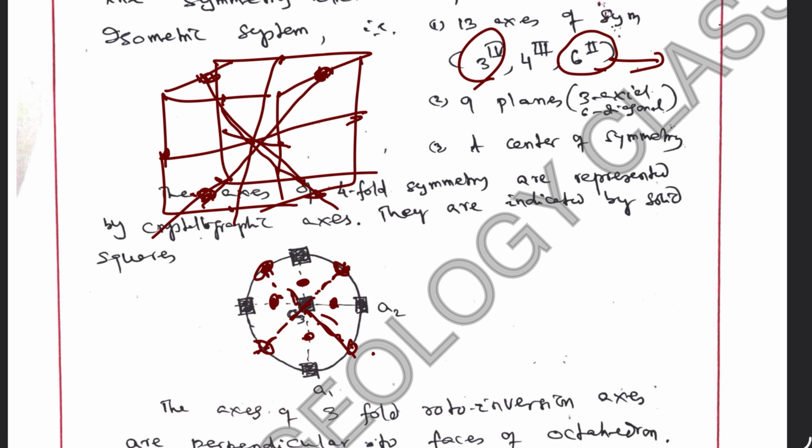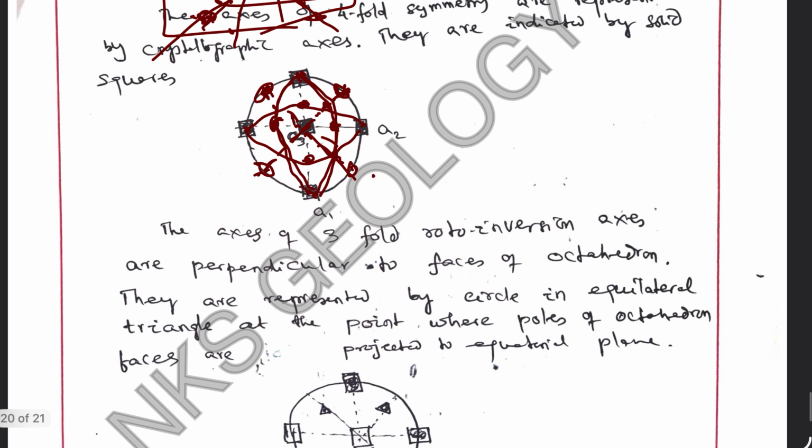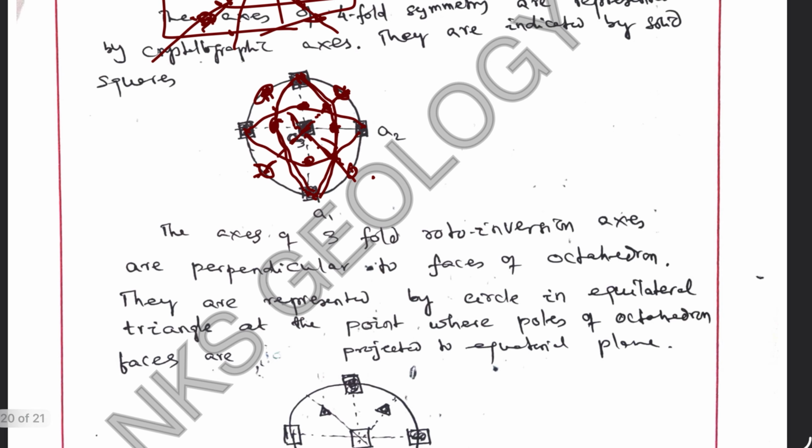If we see, these faces come in one zone. This vertical, this octahedral face, dodecahedral face, octahedral face, dodecahedral face, cube, octahedron, dodecahedron, cube, they come in one zone. So these are the zones. Now we have plotted the axes, then we have to plot the planes.